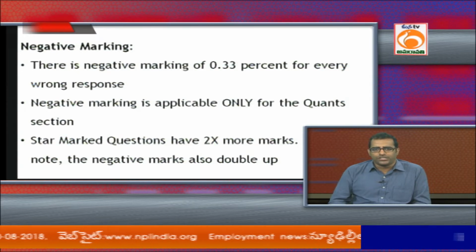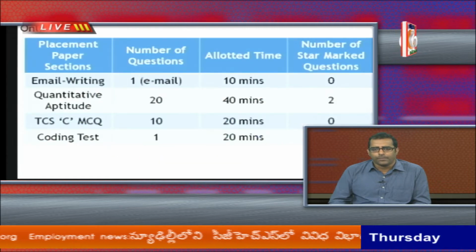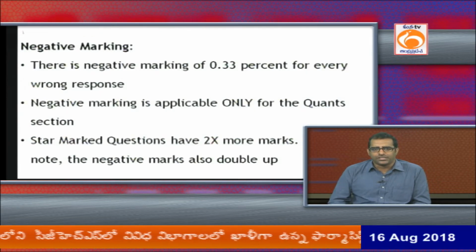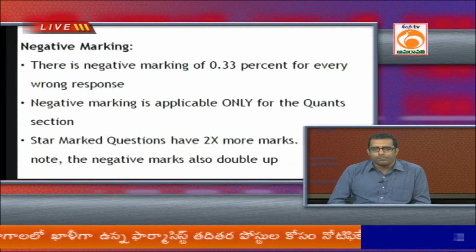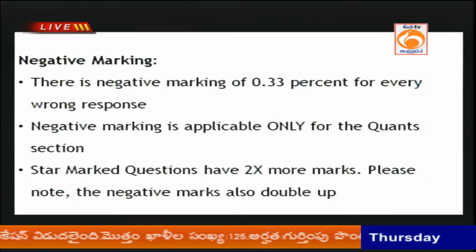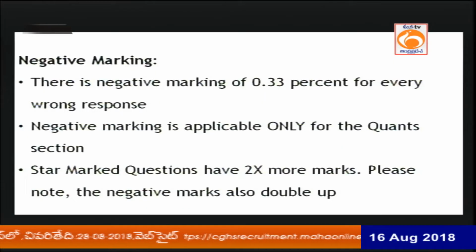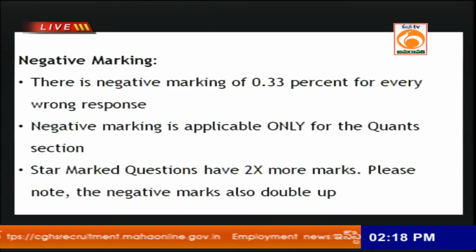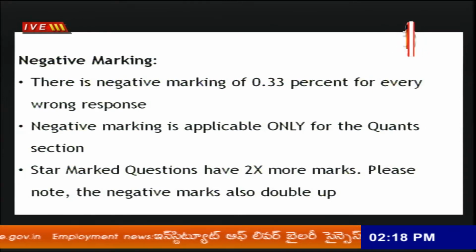There are 2 questions in quantitative aptitude which I showed you. These 2 star marked questions will carry double the mark. So basically if the remaining 18 questions have 1 mark each, this one will carry 2 marks, whatever is star marked. Now the point that you need to remember is, if you can score double if it's a correct answer, you will also lose double in case if the answer is incorrect. Which means instead of minus 0.33%, you will lose minus 0.66%. So please keep that in mind when you attempt these 2 questions.